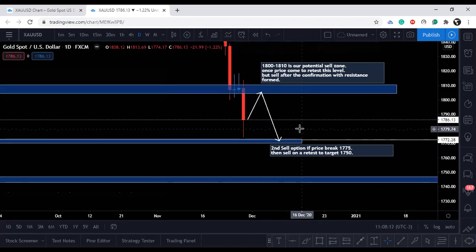But as we have a theory that always sell on a high, we want price to go up to retest this level, and we look for the sell around 1800 to 1810 after the confirmation. So this is all we have for gold. Let's move on to the next pair.